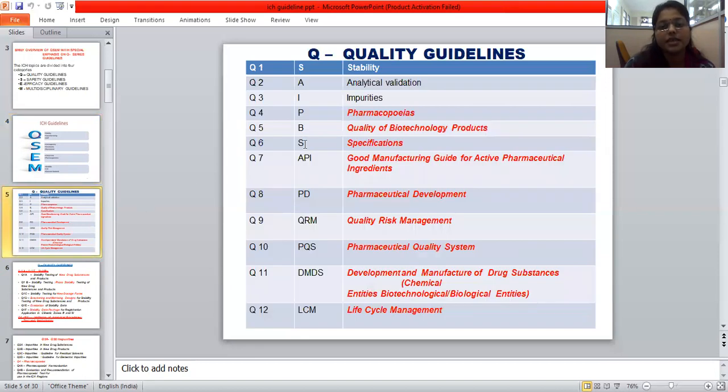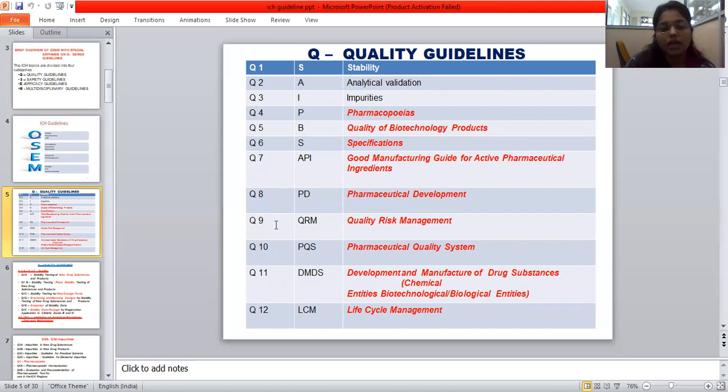So we can see the different Q guidelines. Q1 is the stability guideline, ICH Q2A is the analytical validation guideline, Q3 is the impurity guideline, Q4 is the pharmacopoeial guideline, Q5 is for the quality of biotechnological products, Q6 covers specifications, and Q7 is the good manufacturing practice guide for active pharmaceutical ingredients. Q8 is pharmaceutical development, how to conduct all the activities related to pharmaceutical development. We have the Q8 guideline.